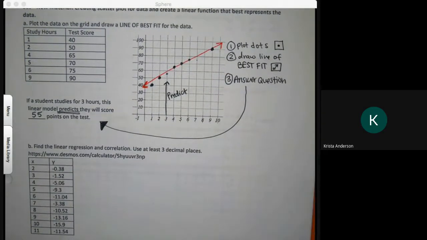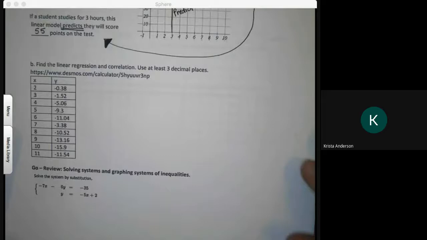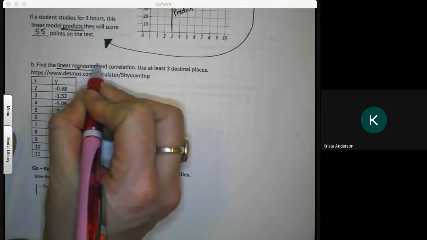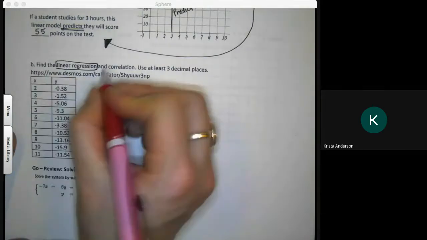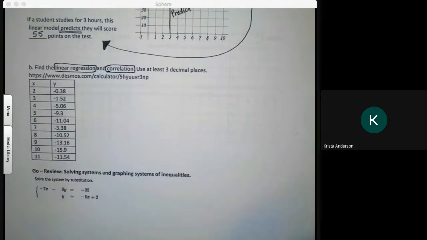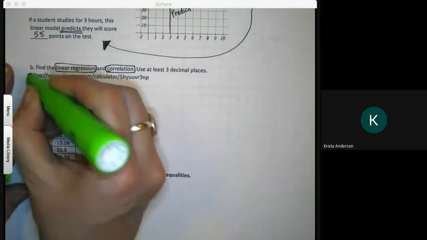Any questions? Next question, it says, find the linear regression and correlation. It also gives us our calculator.